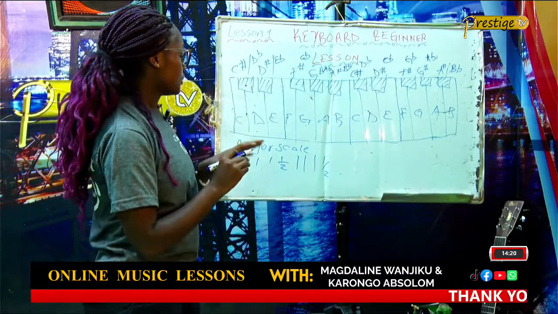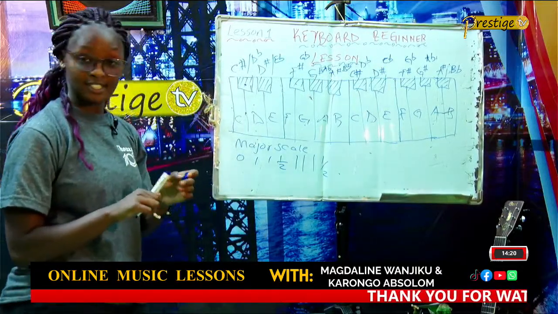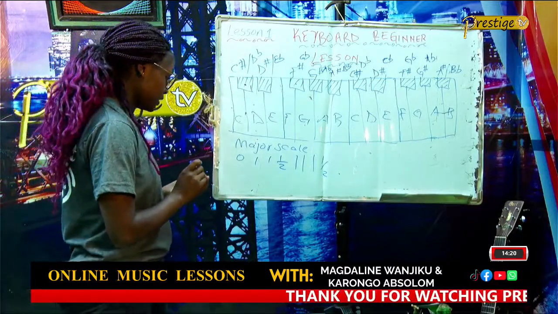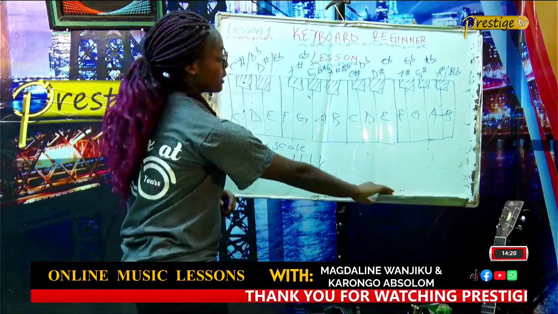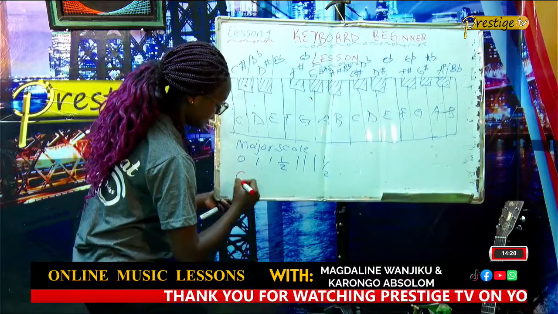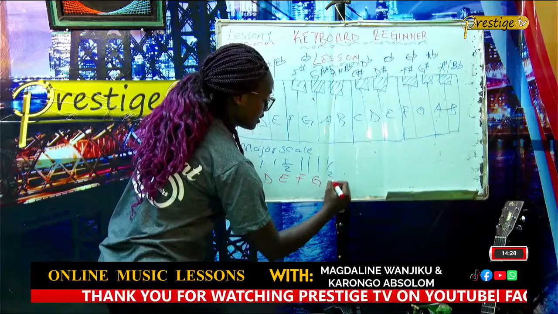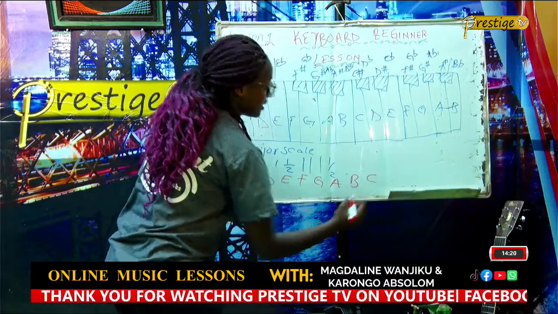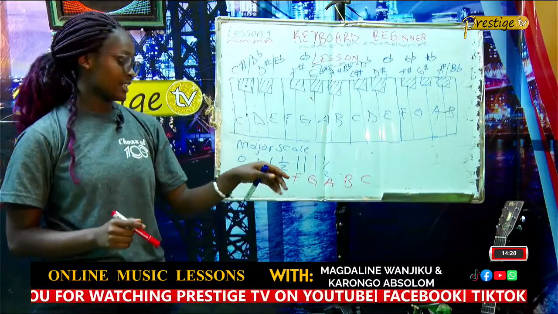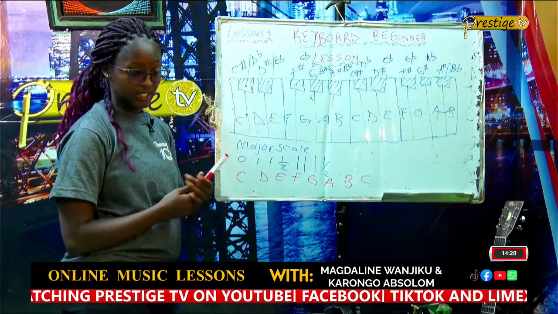If I take from C to C, the simplest major scale that doesn't involve any black note when you're playing, we'll just extract it from our piano here and put it down. It's C, D, E, F, G, A, B, and C. So with this pattern, any major scale has this pattern.